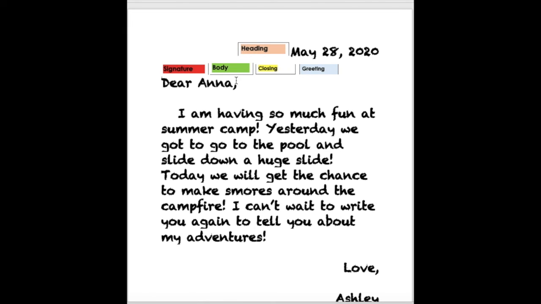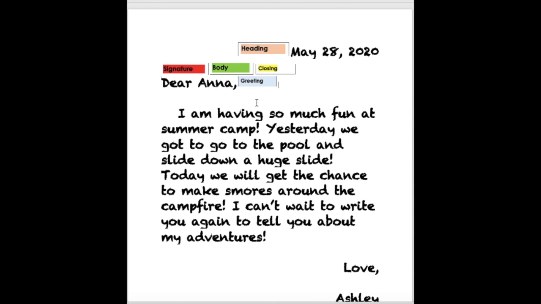It says, Dear Anna. What is this part of a letter called? The part where you say hello. Is it signature, body, closing, or greeting? You're right, friends. It's the greeting. Good. So the greeting is how you say hello. And right here she said, Dear Anna. That lets her know who she's talking to.